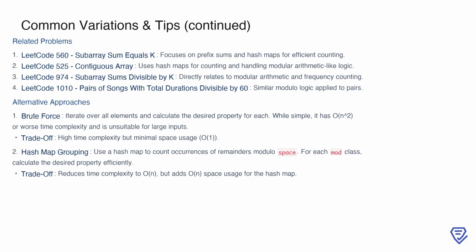For example, LeetCode problem 560, subarray sum equals k, focuses on prefix sums and hash maps for efficient counting, which is a recurring pattern. Similarly, LeetCode 525, contiguous array, uses hash maps for modular arithmetic-like logic. LeetCode 974, subarray sums divisible by k, directly applies modular arithmetic and frequency counting techniques. Finally, LeetCode 1010, pairs of songs with total durations divisible by 60, demonstrates how modulo logic can be used effectively within pairs.